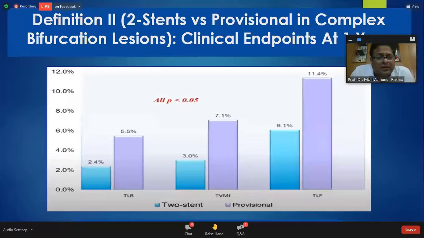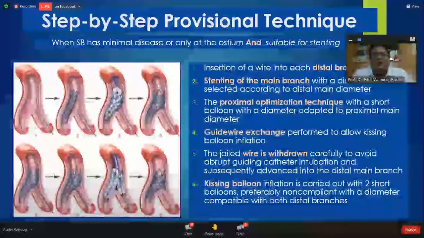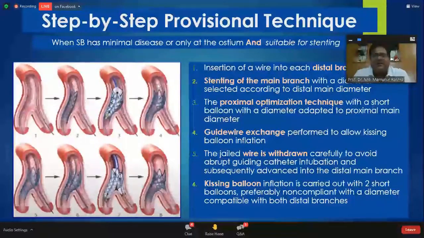Here, it shows the target lesion revascularization is more in the case of the provisional stenting technique, and target vessel MI is also more in provisional stenting technique. And the provisional stent technique, as I already mentioned, is a step-by-step technique. There is insertion of the wire in both branches.